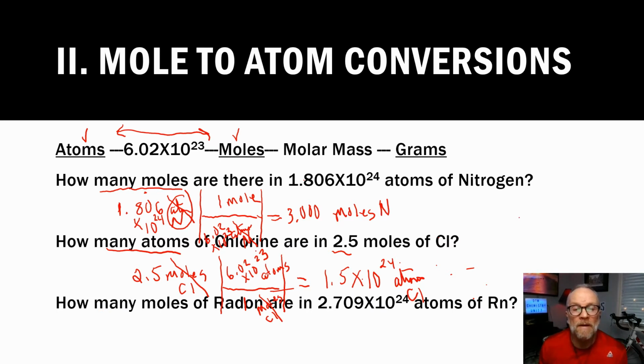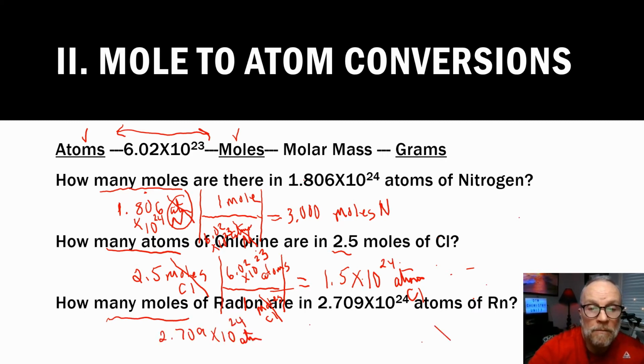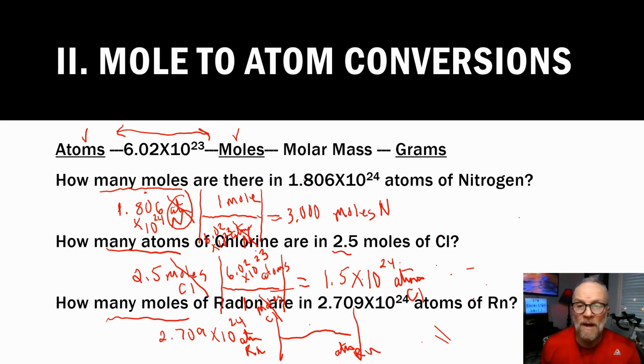Okay, got another one. How many moles of radon are in 2.709 times 10 to the 24th? So we're starting with atoms this time. Atoms of radon. Radon is an interesting chemical. It is a noble gas and it is a radioactive material, and it is an alpha emitter.